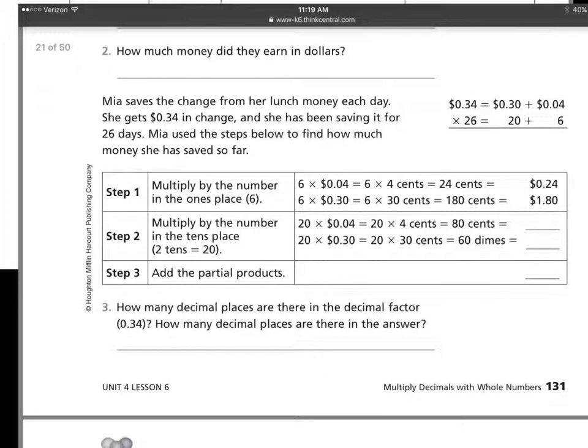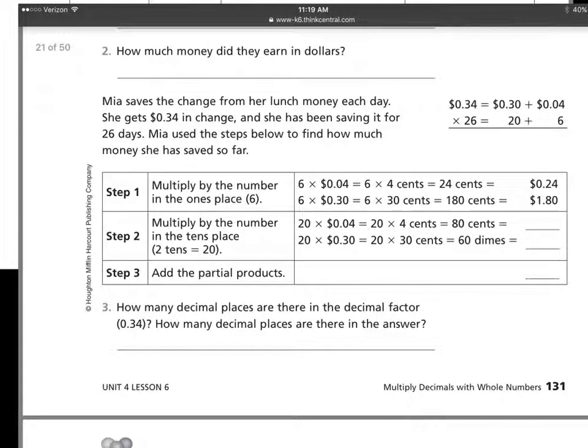Well, in a 4 square, you're going to have 4 partial products. And we have only done so far the 6. So now we need to move over to the 2, which is worth 20. So we're going to do 20 times 4 cents and get 80 cents. And then you need to convert that into decimals, into money.